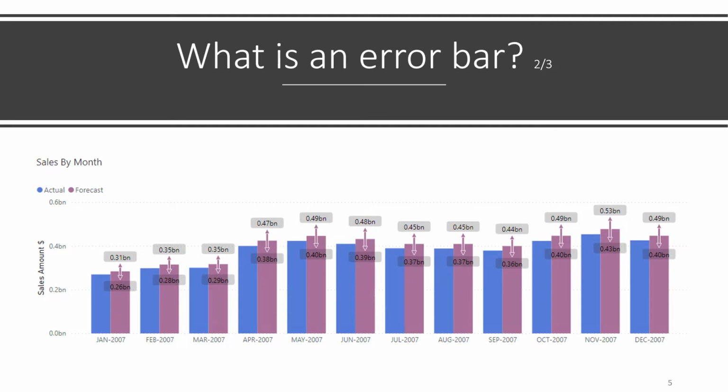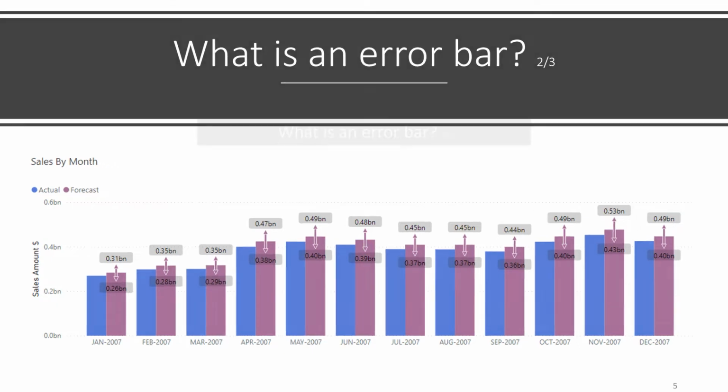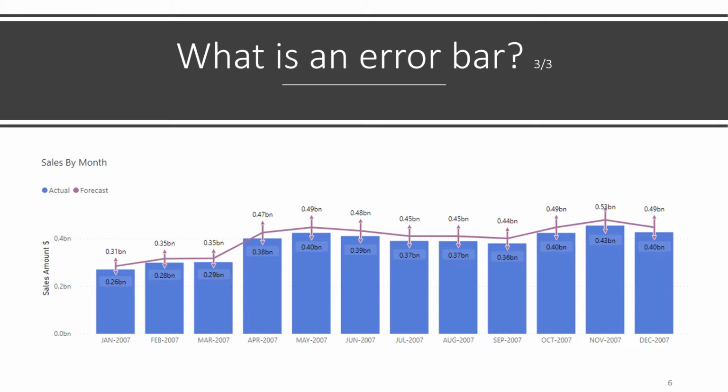This example shows a clustered column chart with error bars representing the forecast lower and upper data points. This example shows a line and column chart with error bars using lower and upper forecast data points.